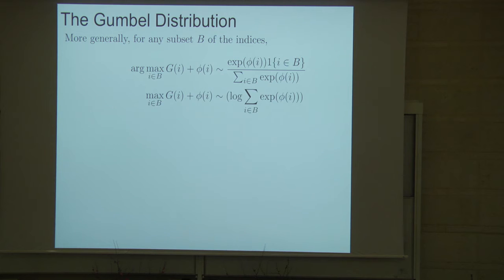Okay, so there's one more, more general version of this, which is not so hard to see given what I've told you so far. Now let's suppose that we have a set of more than two variables that are drawn independently and Gumbel distributed, and each of these G_i is going to be a Gumbel with location 0. Then we want to know the distribution of the argmax over any subset of these indices B, and this is going to be the softmax restricted to the elements inside the subset. This just follows from what I told you before. And similarly, the max within any subset is going to be distributed as a Gumbel with location equal to the log sum exp of the elements of the subset.